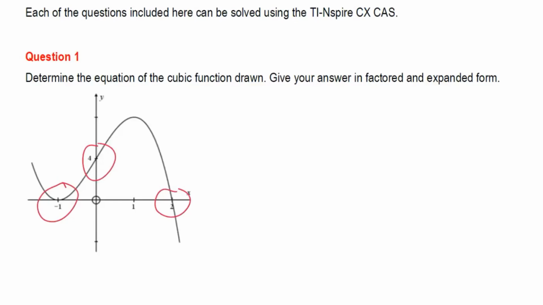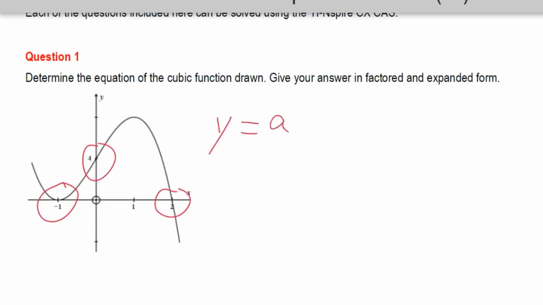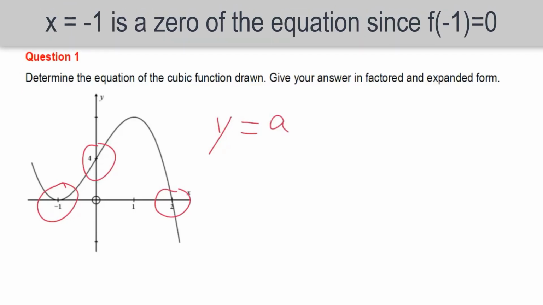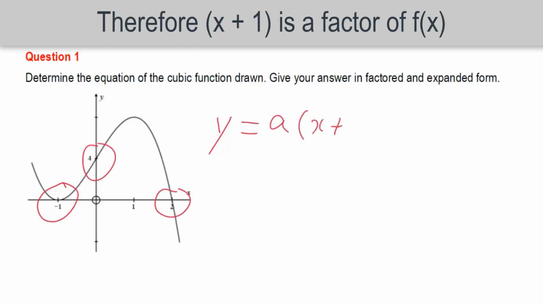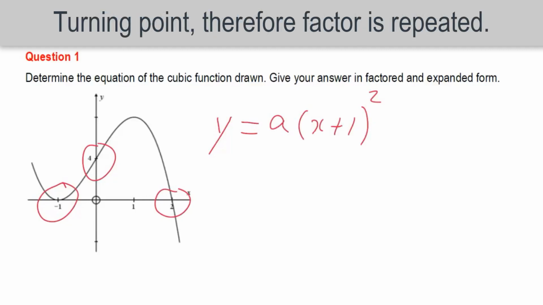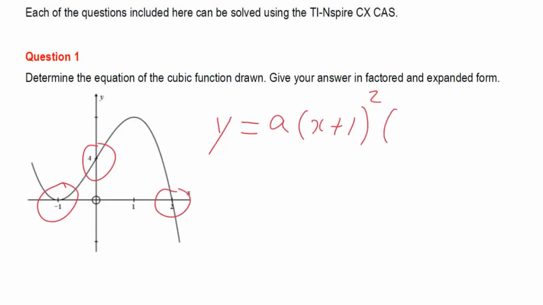So the first thing we can do is write down a factorized expression. So y is equal to, we have a dilation factor, we then have x plus 1, and we're going to square it because it is a double solution. The curve is touching or bouncing off the x-axis at -1. And we then have a single solution at +2. So we've got x minus 2. There's our factorized expression.